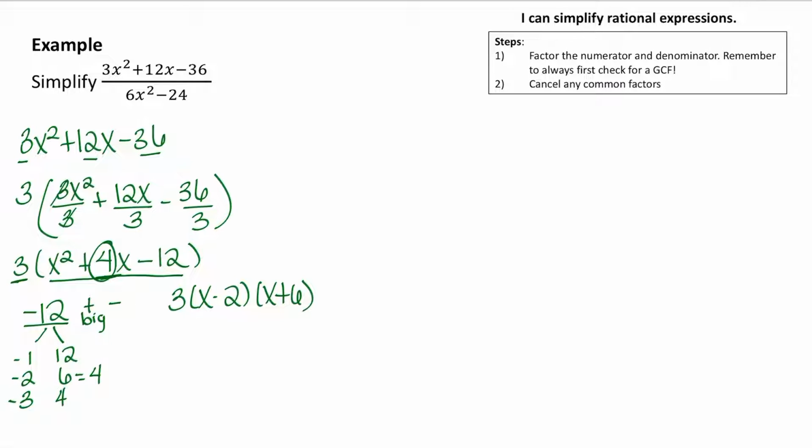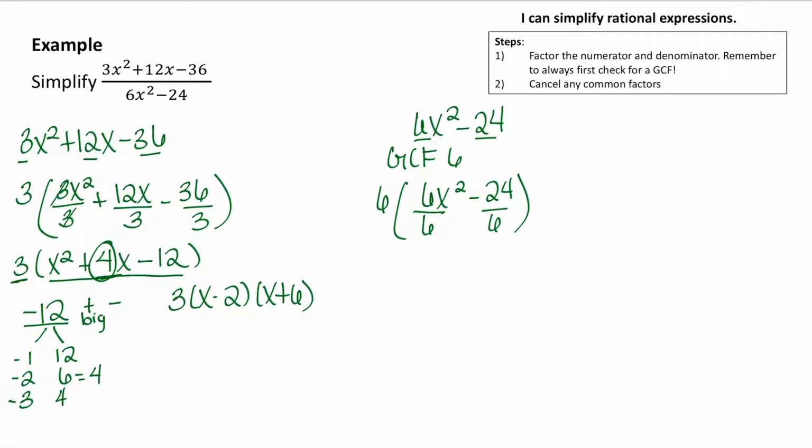Now let's go ahead and factor the denominator. So we have 6x squared minus 24. So now let's look for the GCF. So notice that these two terms are divisible by 6, so we have a GCF of 6. So we're going to take 6x squared minus 24. We're going to factor out a 6, so that means we're going to divide every term by 6. So when we do that, we have 6 times, and then the 6 and 6 cancel, and we have x squared minus 24 divided by 6, which gives me 4.